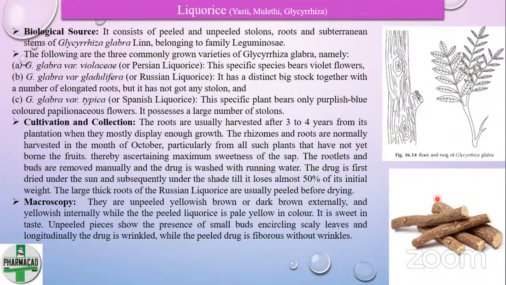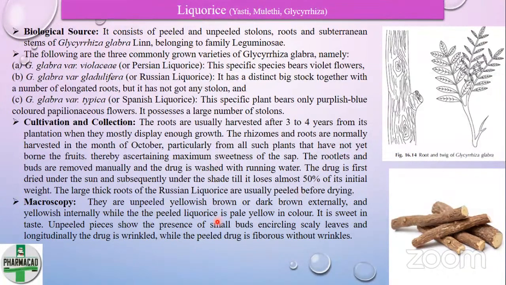Why? Because this drug is used as it is. The extract of licorice is also used, but generally this drug is used in Ayurvedic preparations. The drug is first dried under sun and then subsequently under the shade till it loses almost 50% of its initial weight, and the large thick roots of the Russian licorice are usually peeled before drying.